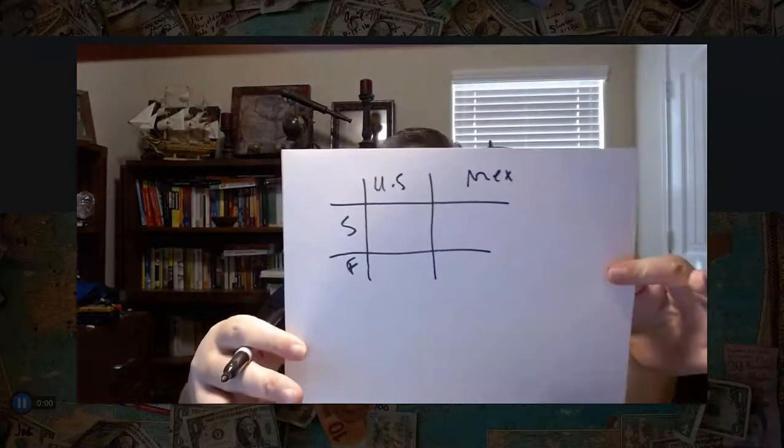Let me keep that one here and get another piece of paper, and we're going to do some... Sorry, I have to drop the M-bomb. We're going to do some math. All right. So, for U.S., Mexico, and shoes and fridge. All right. So all I've done is create a little table here for me. And now I'm going to do some math.